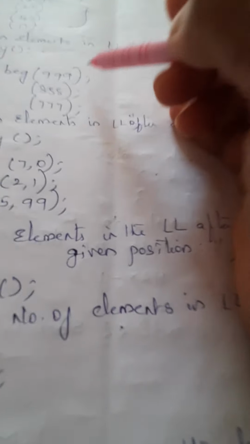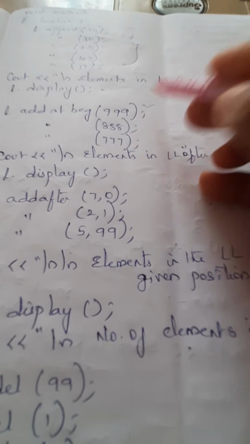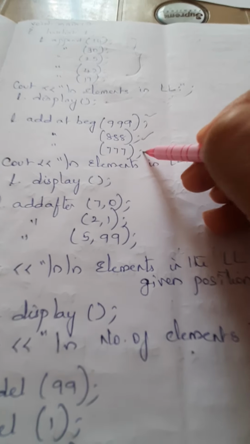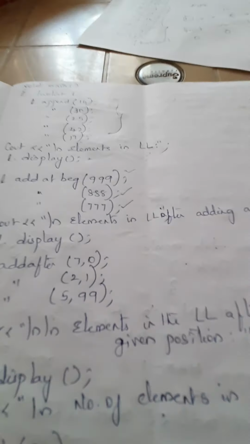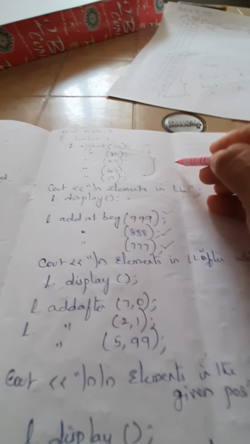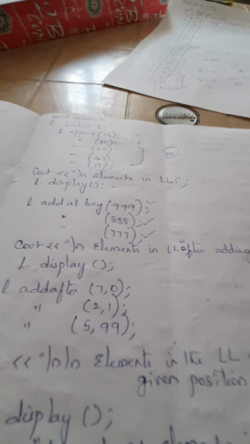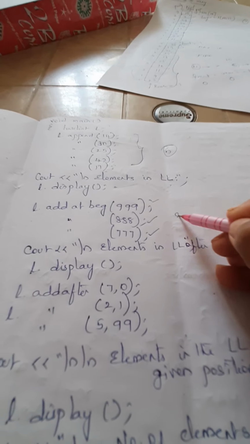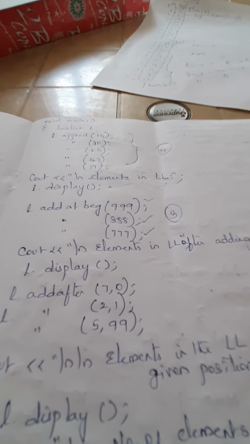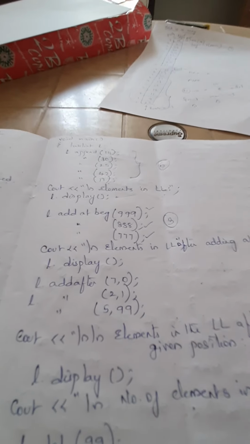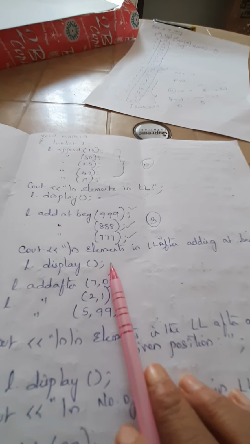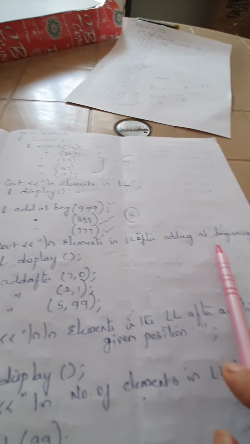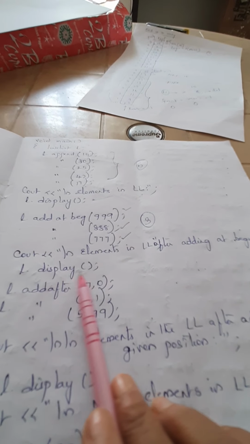Like this I am inserting 3 elements using add at the beginning. I am inserting 999, 888 and 777. So how many elements are completed now? You have 5 elements that we added through the append function and 3 elements that we added through the add at the beginning function. Now after add at the beginning, I am again displaying with a cout statement the elements in the list after adding at the beginning, using the display function.